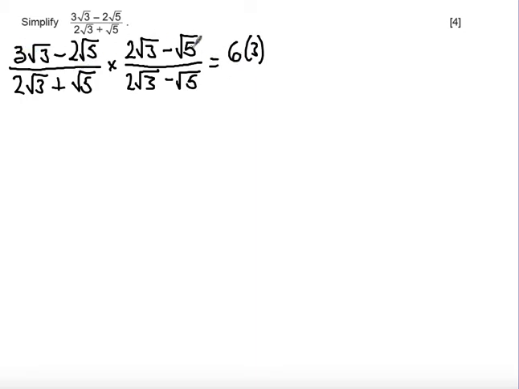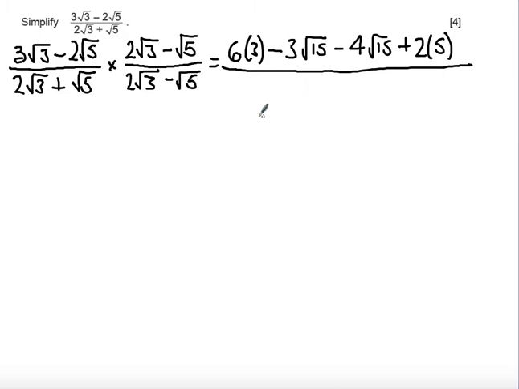So then 3 root 3 times root 5, so we get minus 3, and then root 3 times root 5 gives me root 15. Moving on, minus 2 root 5 times 2 root 3, so we get minus 2 times 2 is minus 4, and then root 5 times root 3 is root 15. And then finally, minus 2 root 5 times root 5 gives us plus 2, and then root 5 times root 5 is 5.